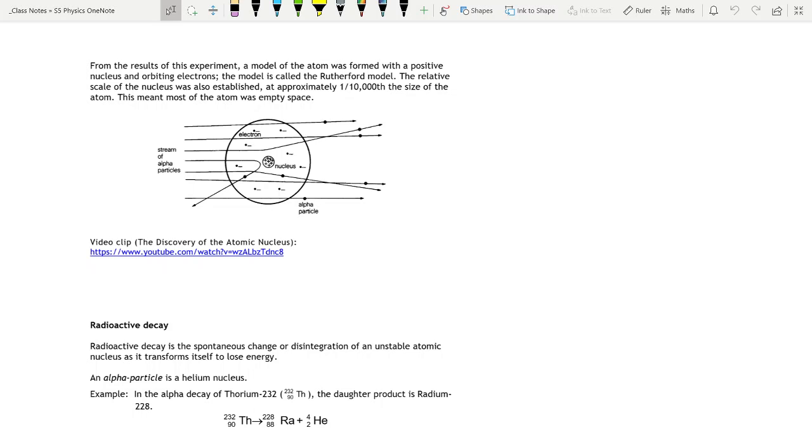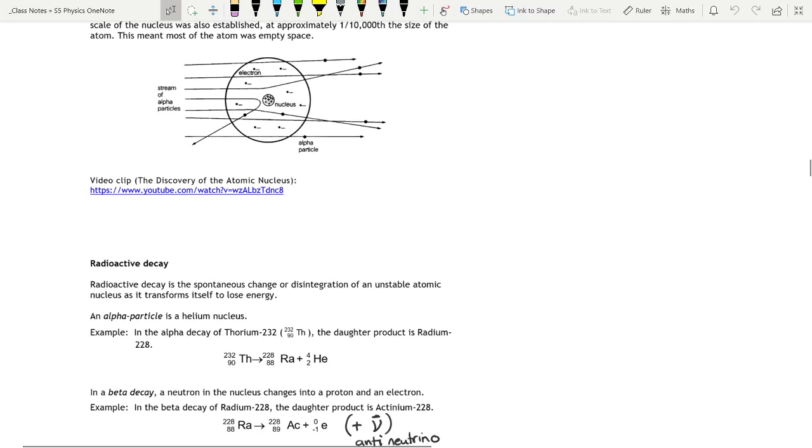This meant that most of the atom was empty space. So there you go, there's another diagram of what happened. Most of them just went through the empty space. But this one, you can see, has got deflected backwards because it repels from the positive. So that's what you need to know, the results of that experiment. So what you'd set up and the results. You do need to know that.